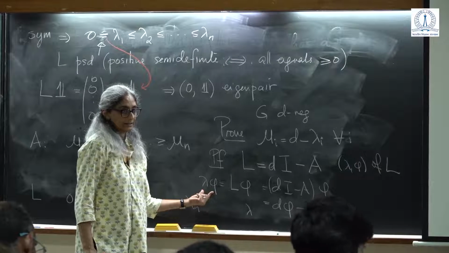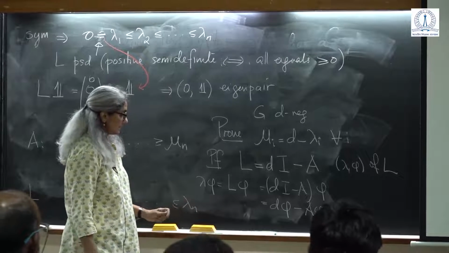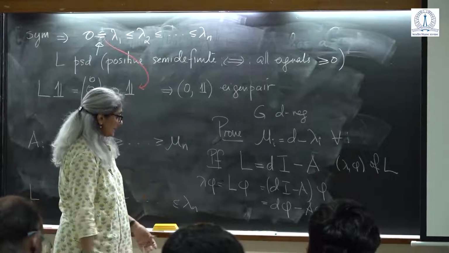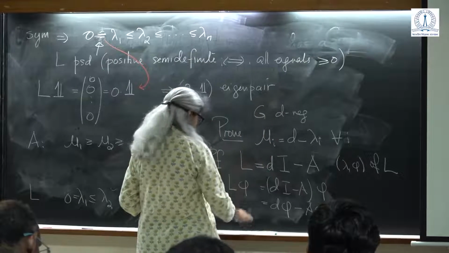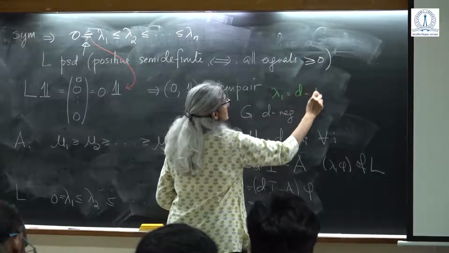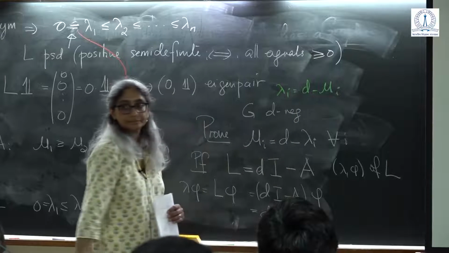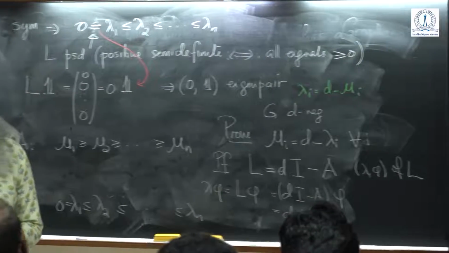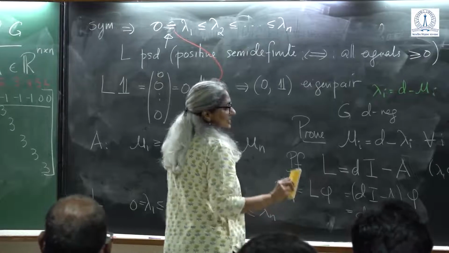If we consider the eigenpair of A, it's the same. You can switch it. So this is true, and also this is true. So lambda i is equal to d minus mu i. Both are true. But will it correspond to the same index mu i? Yes. Okay. Should we do it again?